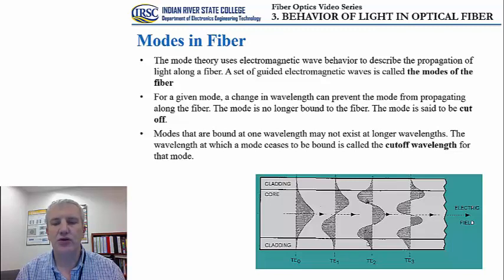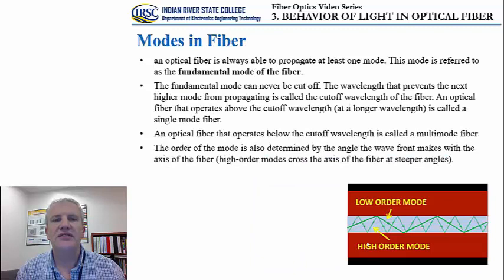So in other words, by controlling the wavelength of the light that we are launching into the optical fiber, we can control the number of modes that are propagating along that optical fiber. All that being said, an optical fiber is always able to propagate at least one mode, and that mode is so-called the fundamental mode of the fiber. The fundamental mode can never be cut off. The wavelength that prevents the next higher mode from propagating is the so-called cutoff wavelength of the fiber.